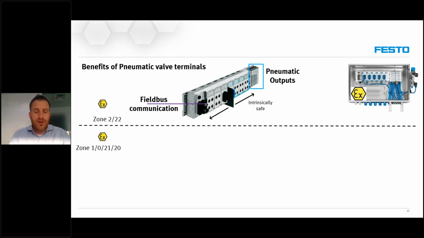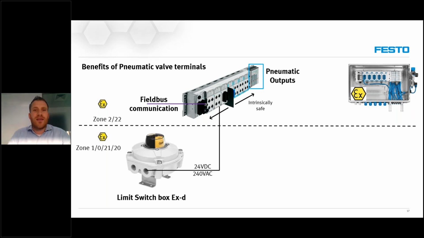Limit switch boxes come in two styles, and one of the types we see is the EXD. The ATEX protection is achieved by a housing with a very sturdy design, which is capable of protecting the environment from any sparks or ignitions happening inside the sensor box. That also means the control signals can vary between 24 or 240 volt AC. These signals can be connected to the valve terminal, which can communicate them from a field bus level to the main DCS system.